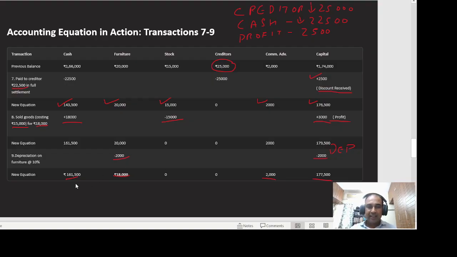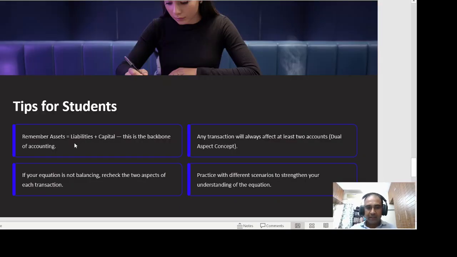So if you see, the total of assets will be how much? 1,79,500, equal to liability of 2,000 rupees plus capital of 1,77,500. So my assets will always be equal to liability plus capital. Clear, guys? This is all about the accounting equation. So always remember, guys, assets will always be equal to liabilities plus capital.